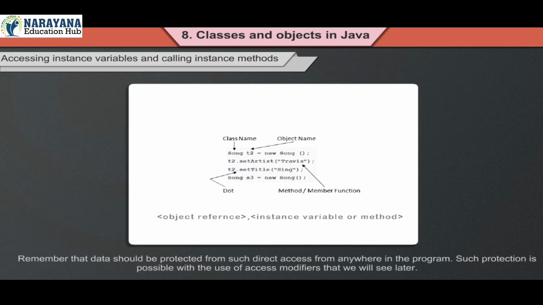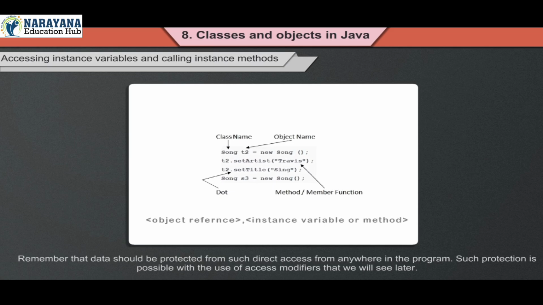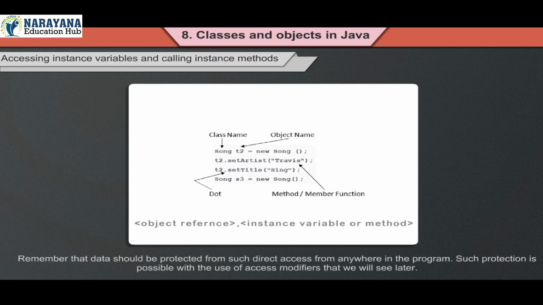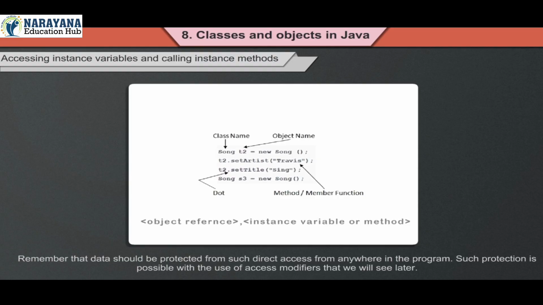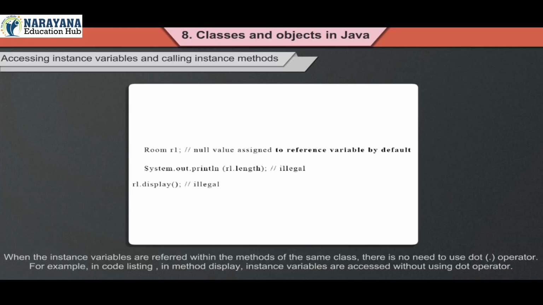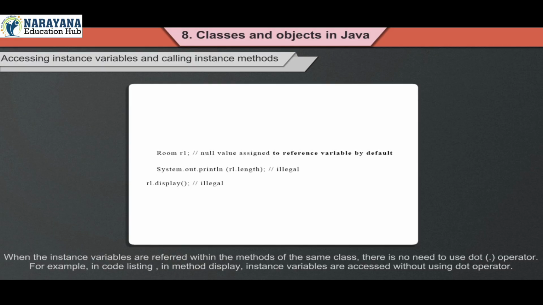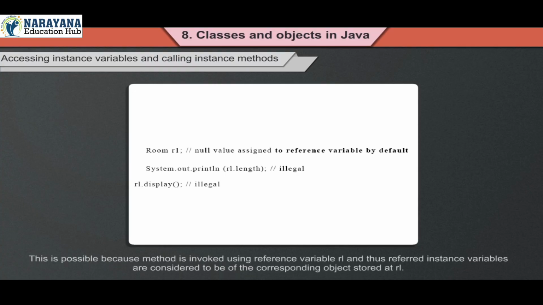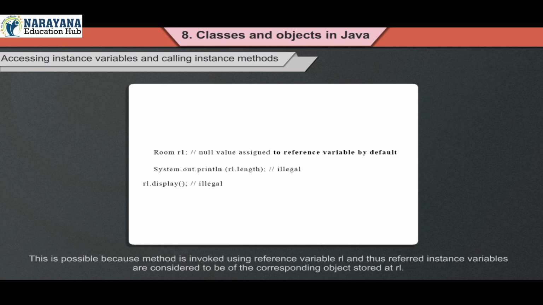Remember that data should be protected from such direct access from anywhere in the program. Such protection is possible with the use of access modifiers that we will see later. When the instance variables are referred to within the methods of the same class, there is no need to use the dot operator. For example, in the code listing, in method display, instance variables are accessed without using the dot operator. This is possible because the method is invoked using reference variable R1 and thus the referred instance variables are considered to be of the corresponding object stored at R1.